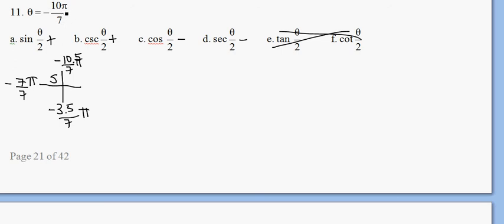As opposed to the previous problems, where we needed to figure out what quadrant we were in and divide them all by 2, so that we could figure out the quadrant of theta over 2, here I just want to figure out what quadrant this is in. Is it positive or negative for each of the applicable values?